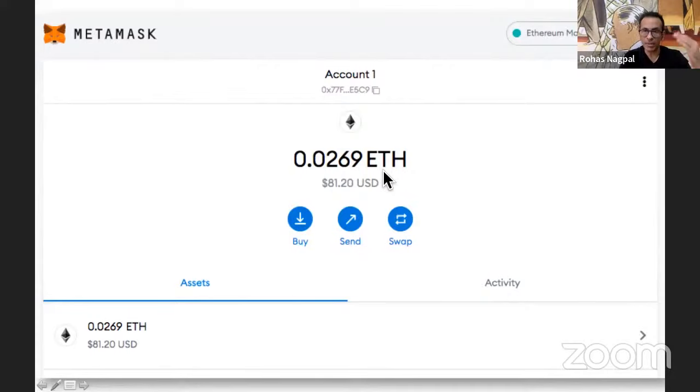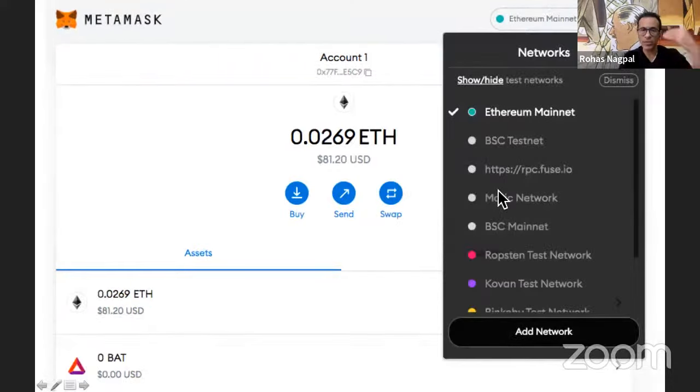Again, remember the balance is not in MetaMask, it's lying somewhere else. So in this example, it's showing me my ETH balance. So it's connected to the Ethereum blockchain and got the balance for my account number, which is here. And it says, okay, you have 0.0269 ETH as a balance, which is say $81 on whichever day this was calculated. Now, I can easily use it to send and buy crypto.